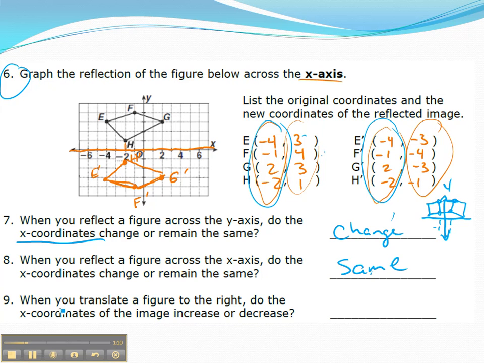Number 9 is asking us, when you translate a figure to the right, do the x-coordinates of the image increase or decrease? Well, if we're sliding to the right, the x-coordinates are definitely going to increase since we're going right on that number line.